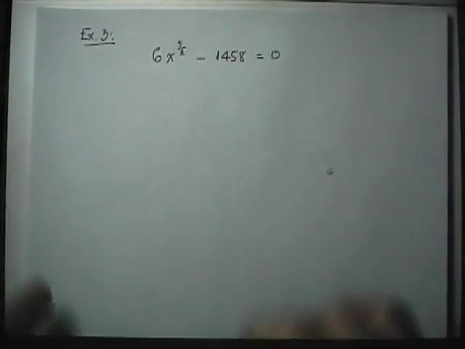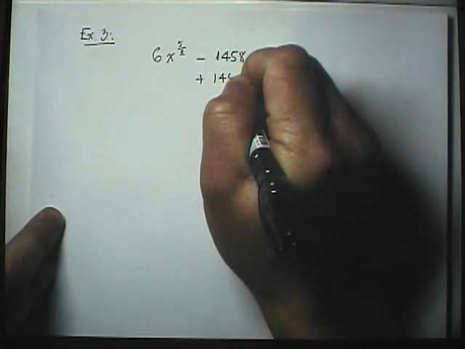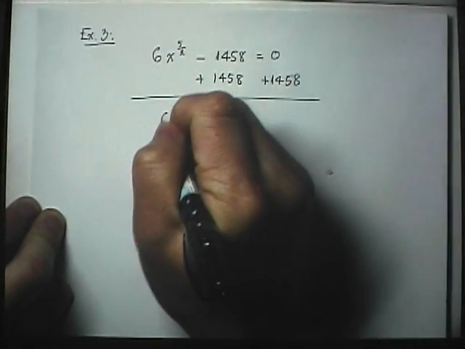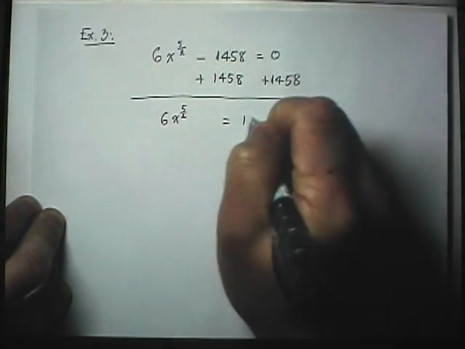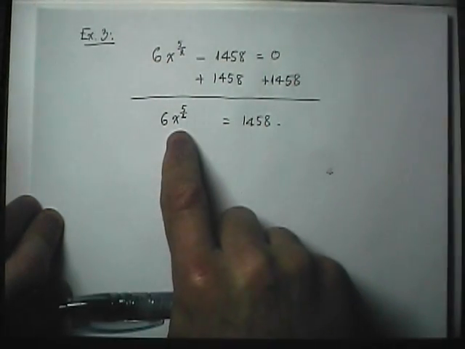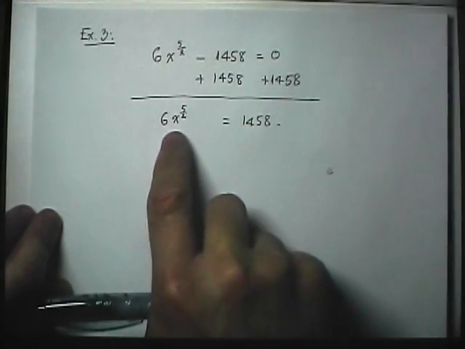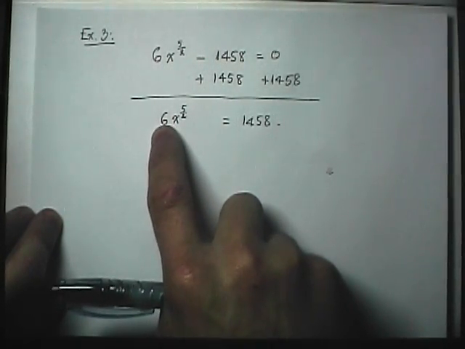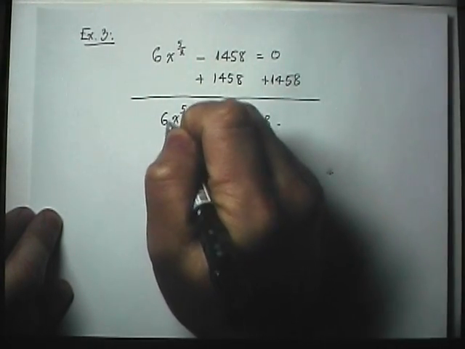So now, as usual, I'm adding 1,458 to both sides. Okay, and that leaves me 6 times x to the 5/2 equals 1,458. Now, my question here is, am I at my ordinary form yet? Not yet, because on the left-hand side, there should be no 6 here. I want to cancel the 6 away. I want only a single coefficient, single variable here. So now I need to divide the 6 away.